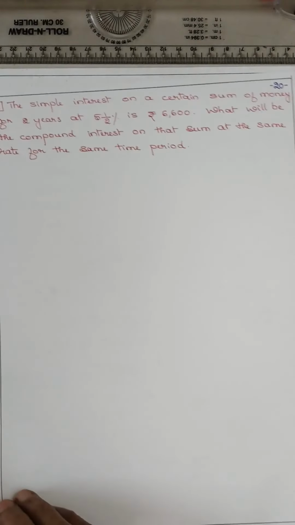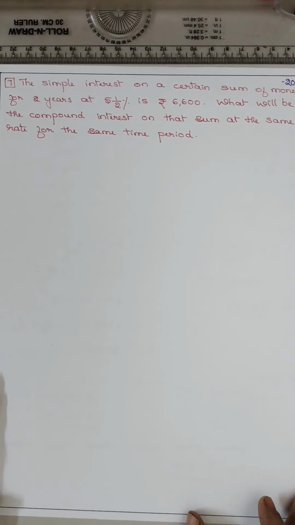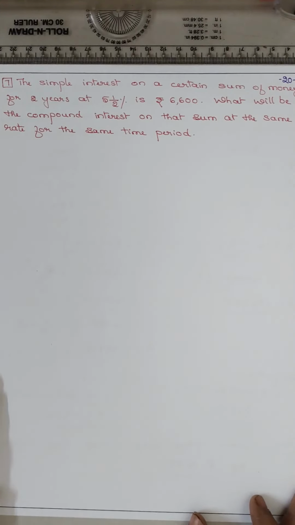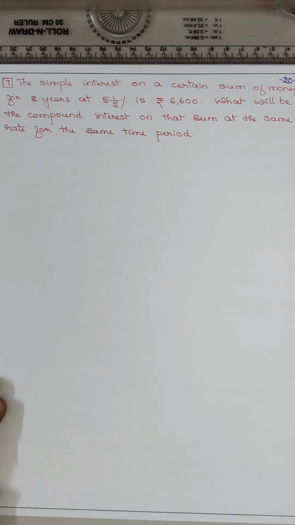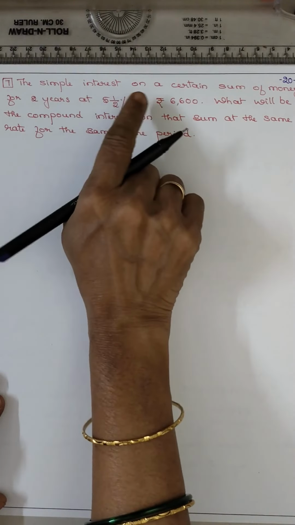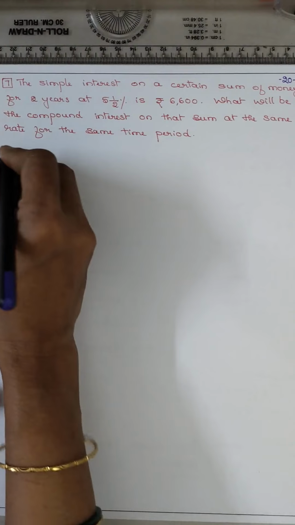Now coming to the question number 7. The simple interest on a sum of money for 2 years at 5.5% is rupees 6,600. What will be the compound interest on that sum at the same rate for the same time period? So simple interest is given. So you have to understand the simple interest on a certain sum. So you don't know the sum.